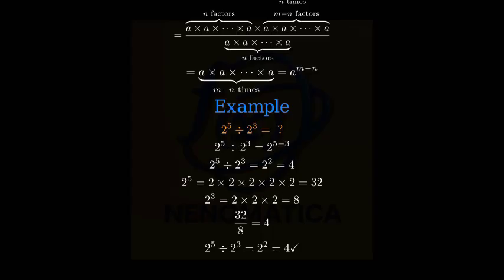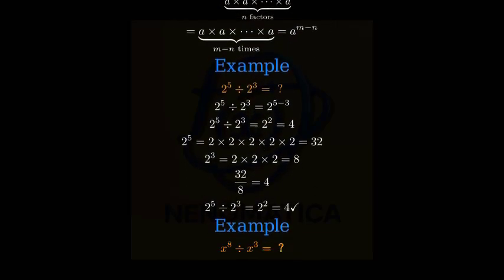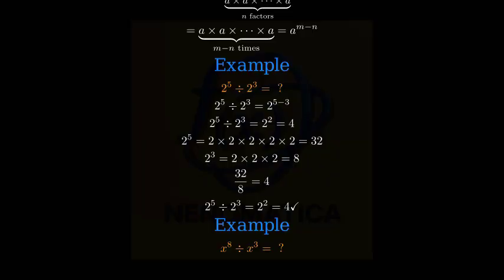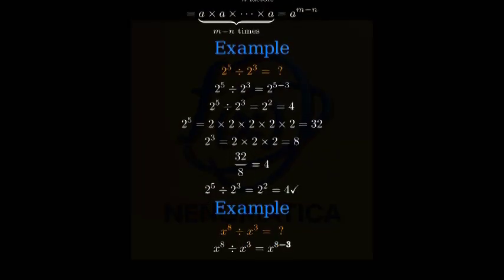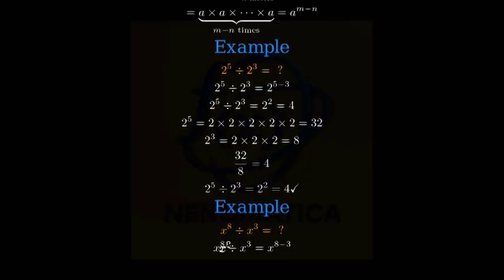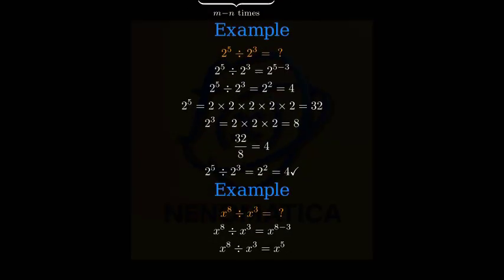Now, let's look at another example with the variable x. We want to calculate x to the power of 8 divided by x to the power of 3. Using our rule, we subtract the exponents. 8 minus 3 equals 5. So x to the power of 8 divided by x to the power of 3 equals x to the power of 5.